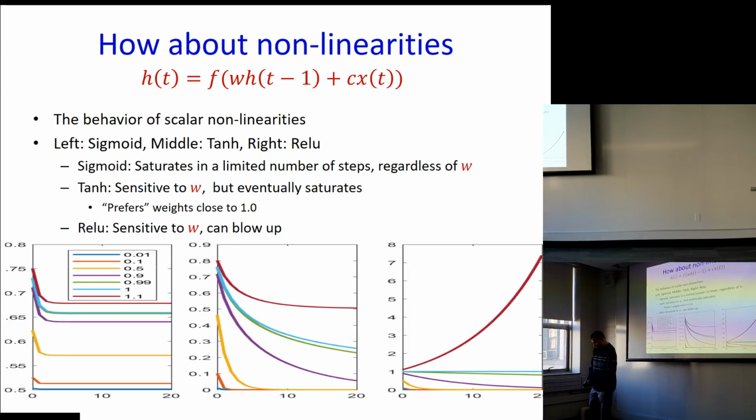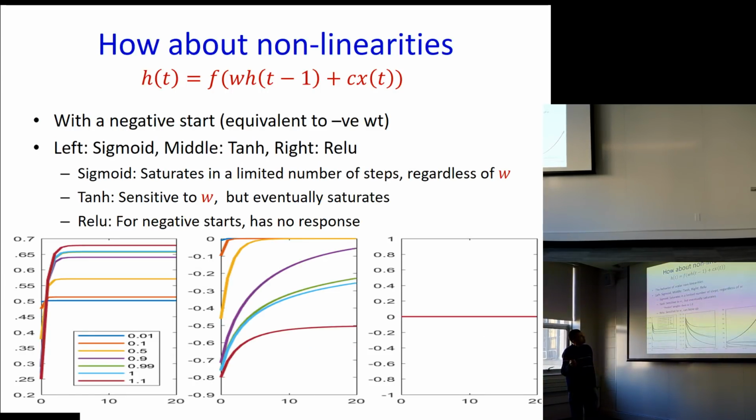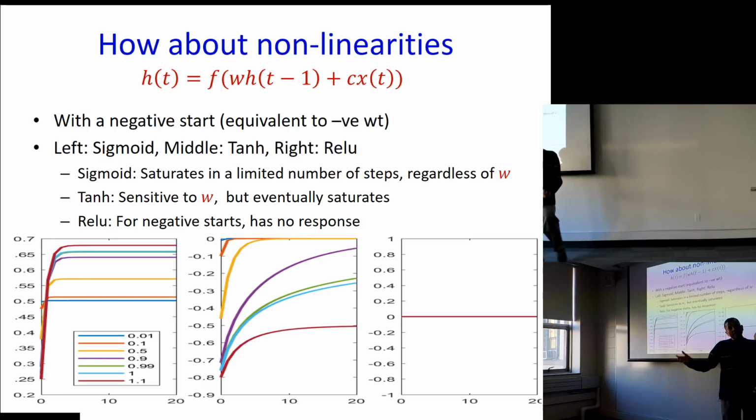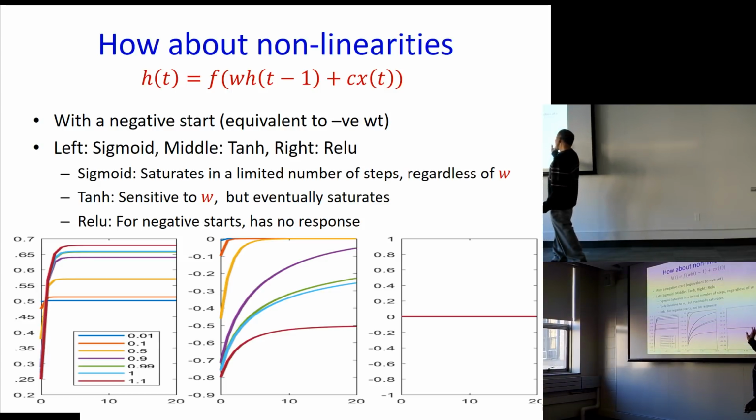Now, this was with scalars, where the initial value of x was 1. Here, I start off with a negative start, where the initial value of the hidden layer is -1, and you get the same behavior. It's going to saturate at the same value. If it's a sigmoid, it's saturating once again very quickly. If you have a ReLU, if the initial value is negative and the weights are positive, it's going to stay 0. Nothing really happens.